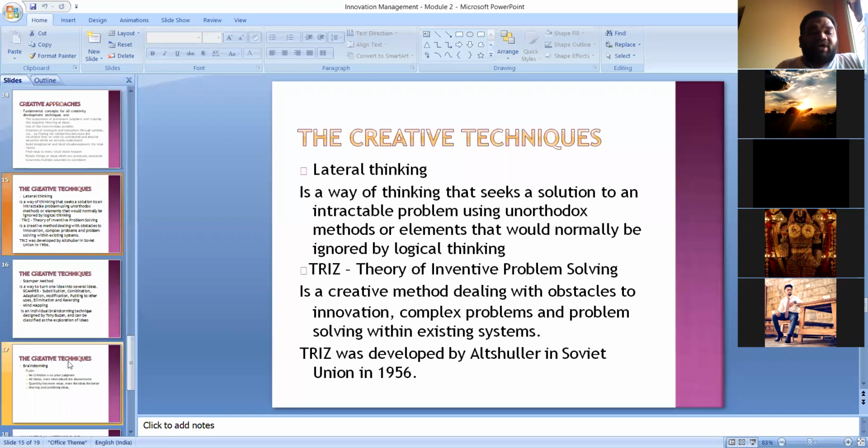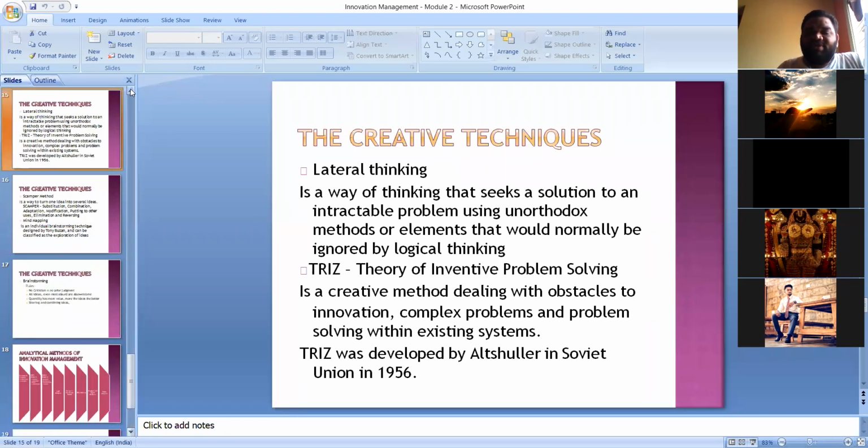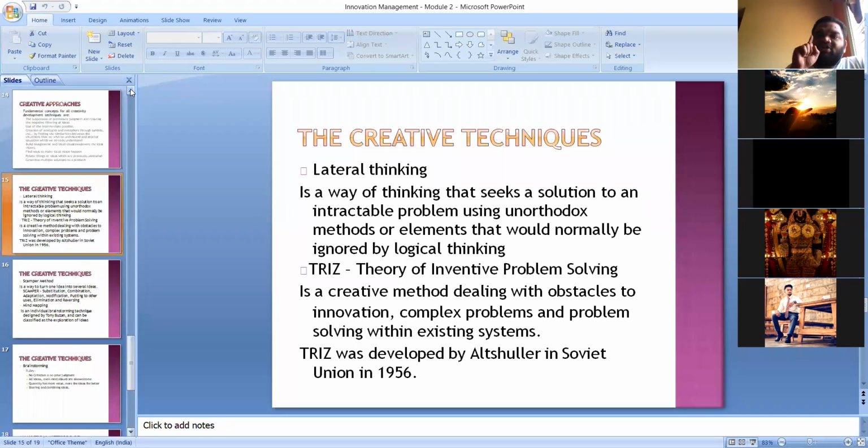This question is very important. In this chapter, in the second module, we will have only 2 questions. One is, what are the soft methods of innovation management, and the other is, what are the creative techniques. These questions are for 10 marks, and there is a chance of asking a 5 marks question also.